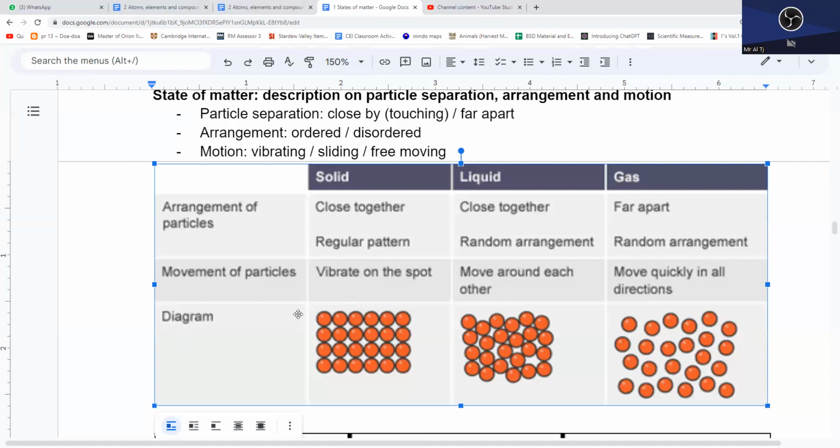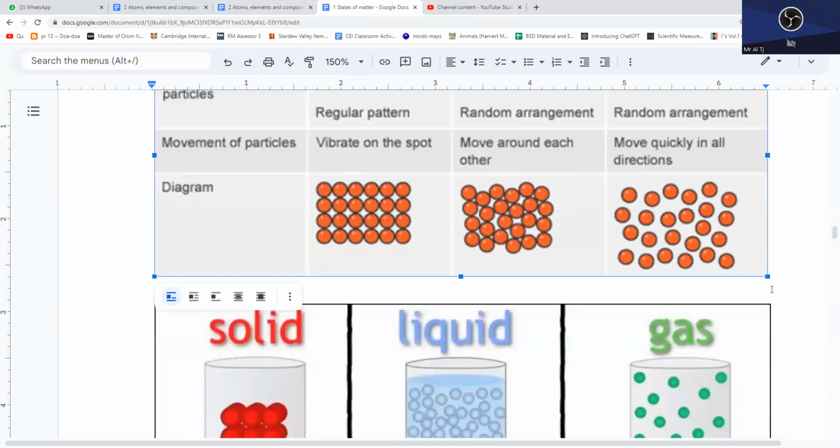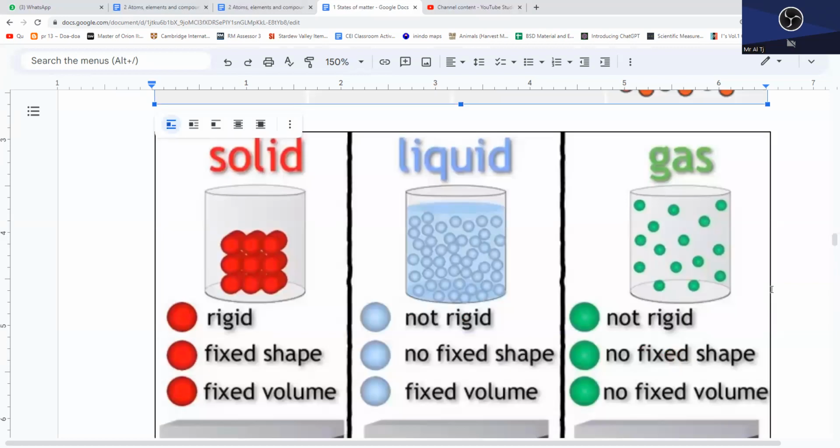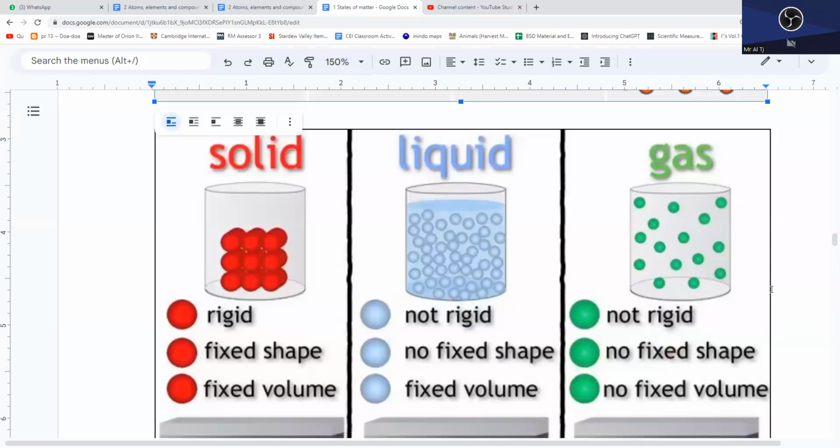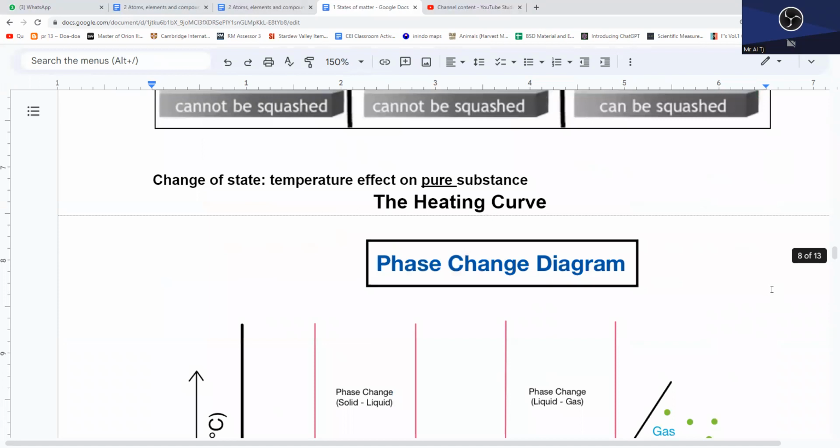All the particles are able to move. The movement of the solid is just vibrating on the spot here. Liquid particles are able to move around, and gas particles are going to move quickly. That's the diagram here. Again, this is about solid, liquid, and gas, and the distinguishing properties of them.